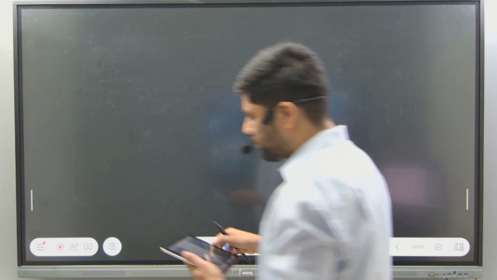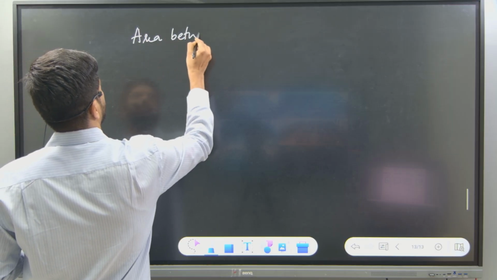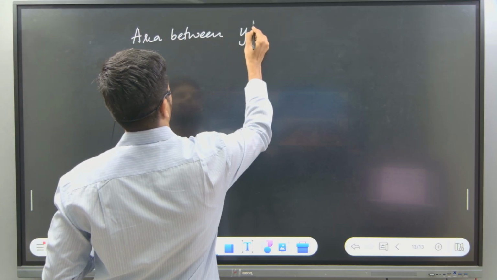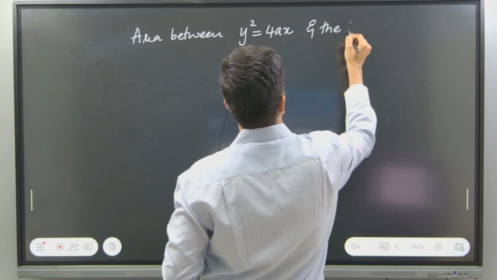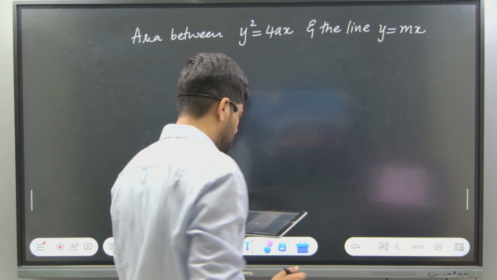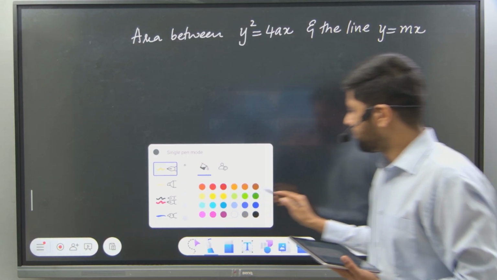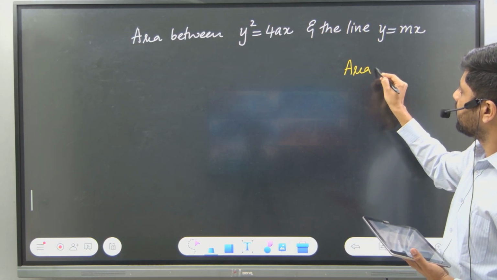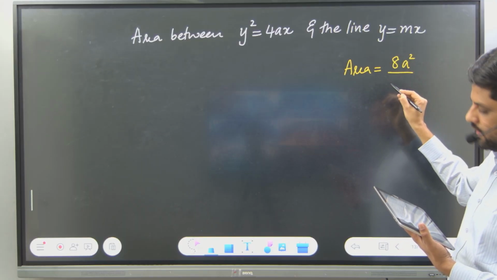So we will go to the next type. Carefully understand, area between y square is equal to 4ax and the line y is equal to mx. I will write the formula for area. Area will be given by 8a square by 3m cube.